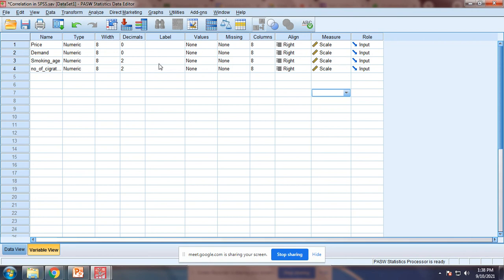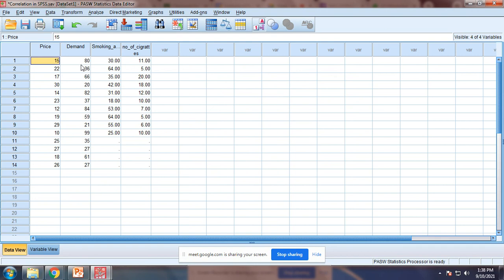Once you have entered the data of price and demand in the variable view, enter all the values in your data view. These are the two columns.